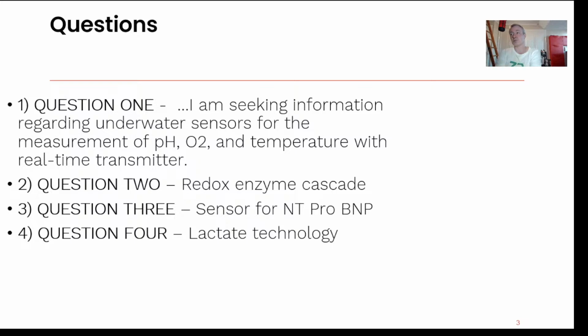Right, so question number one is really regarding underwater sensors, a very robust application. Ali, who's online, knows all about fish sensors, so I won't go on too much about that.